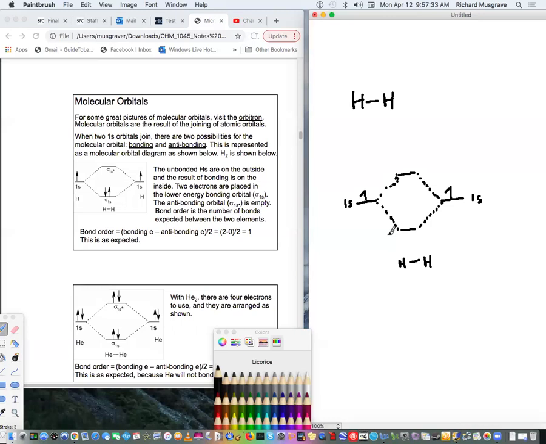Now, since we've got two electrons here, we can put them down here. We put one going up and one going down, but they both have to go in the bottom. We're still following the same rules here as we always were about filling orbitals. We always start at the bottom and work our way up because energy is always going this way. And let's look at some diagrams here.